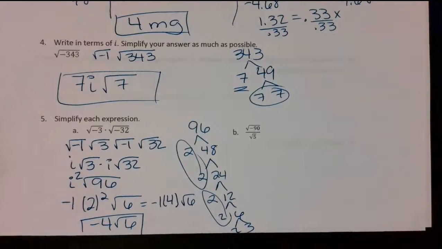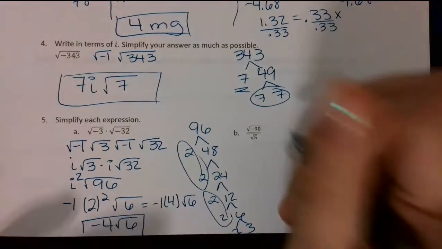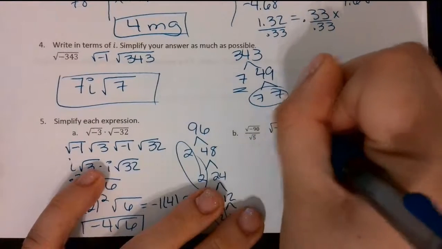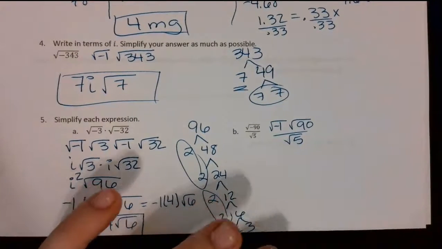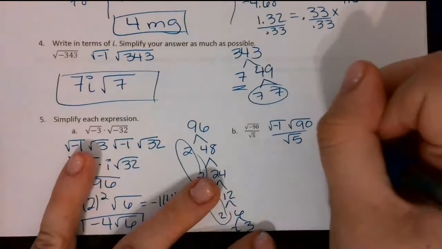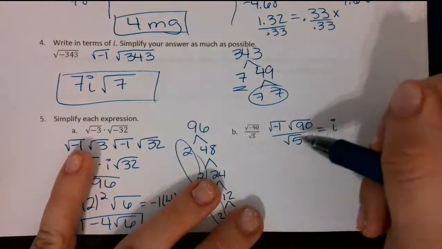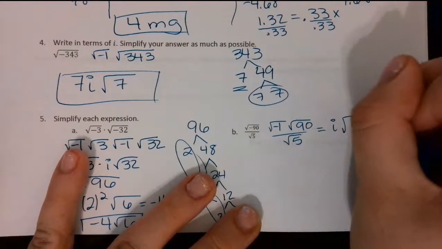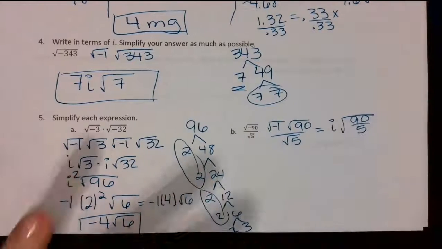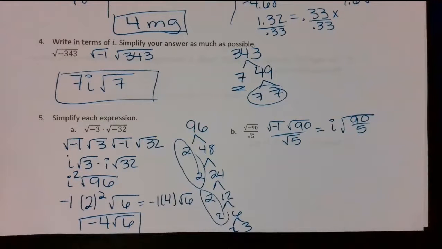Okay. On B, I want to start by rewriting it as the square root of negative 1 times the square root of 90 over the square root of 5. What I can do is turn the square root of negative 1 into i. And since the 90 and the 5 are both inside a radical, I can rewrite it as one giant fraction under one radical, so the square root of 90 divided by 5.